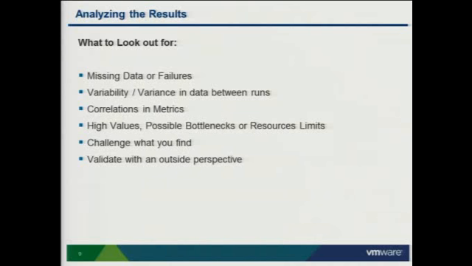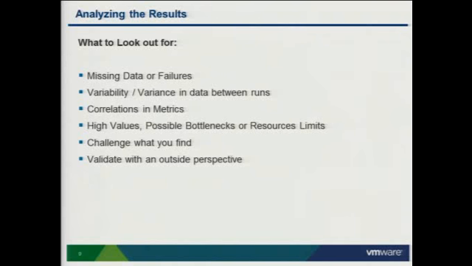Anyway, just another simple slide here. When you collect all this data, the obvious things to look for: missing data, failures that might occur in the log files, variability, variance from one run to another run, also a concern. Things that you might want to look at are correlations in metrics. If all of a sudden you see CPU spike at the same time networking spikes, maybe you want to look at that, what caused that. Really high values or really low values might be possible bottlenecks or resource limits.